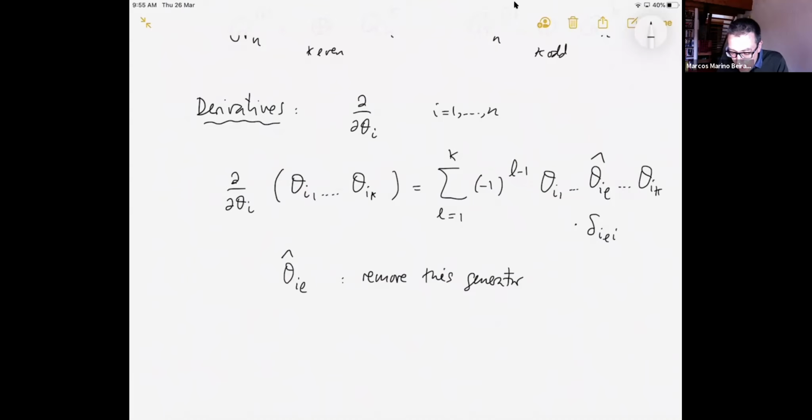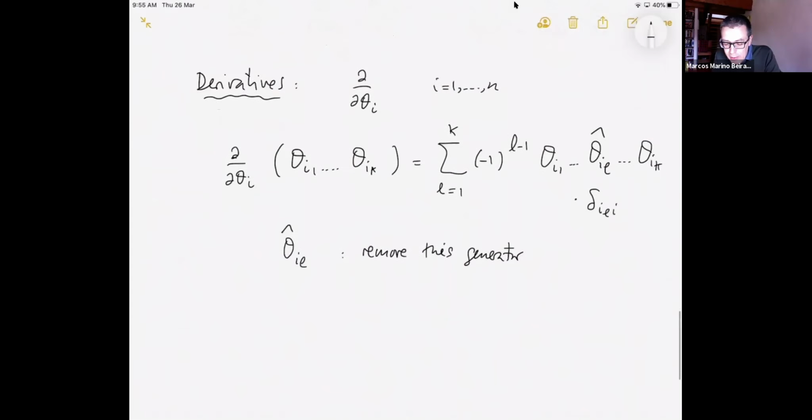you continue. Of course, the index I can only appear once, because otherwise this is 0. So you have to essentially scan this to see if any of these indices is equal to the index I, and then you have to remove the theta I if it's there, otherwise it's 0. Then you have to put a sign which takes into account how many times you have to jump with this delta with respect to delta theta I to reach the index theta I in this monomial.